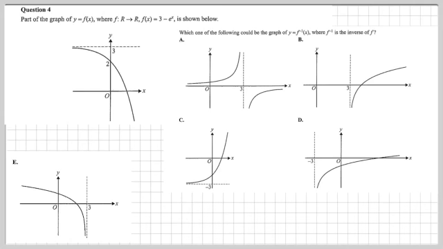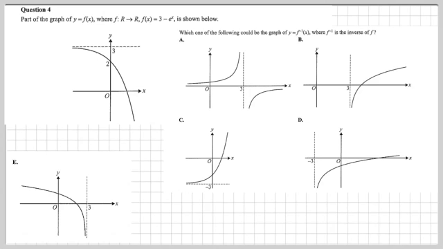Okay, question 4. Have a look. We've got part of the graph of y equals f of x, where f of x equals 3 minus e to the x. That's minus e to the x plus 3, vertical translation of 3. So this is the one, as shown below. Now what have we got to do? Which of the following could be the graph of the inverse function of f? Okay, you have a go, come back.